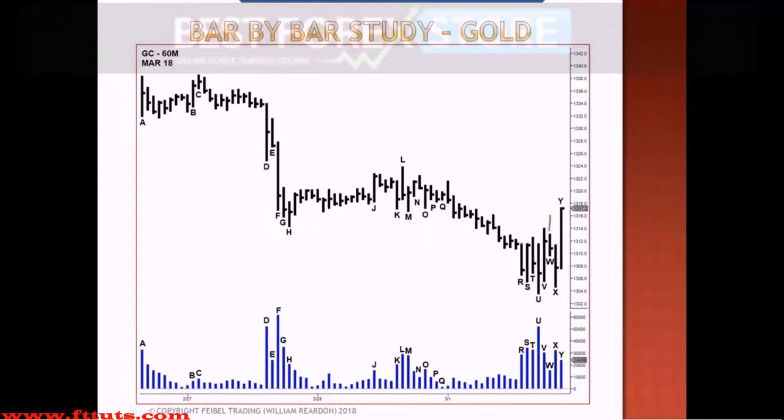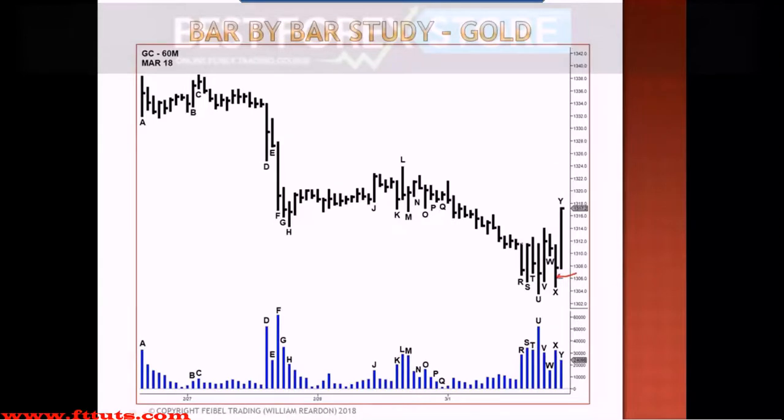Alternatively, we could make a long play here. Why? Well, because at V we see good demand with ease of movement. And then W, we get confirmation. Why? Because this signifies a lack of selling pressure. Isn't it amazing how we can piece this all together bar by bar?